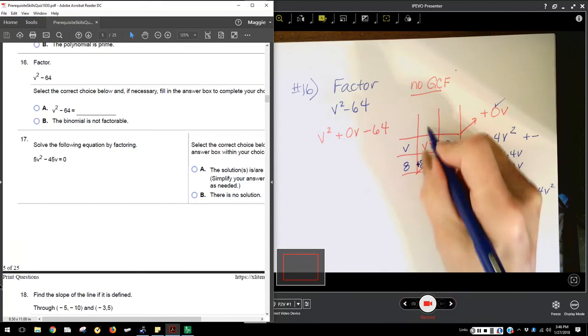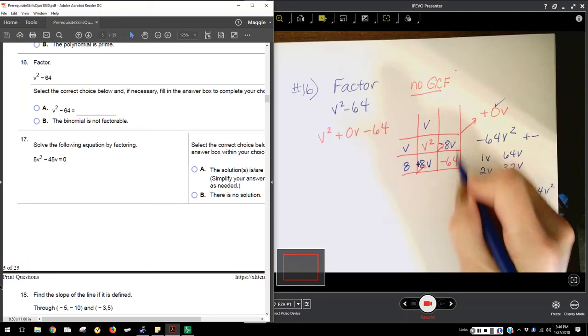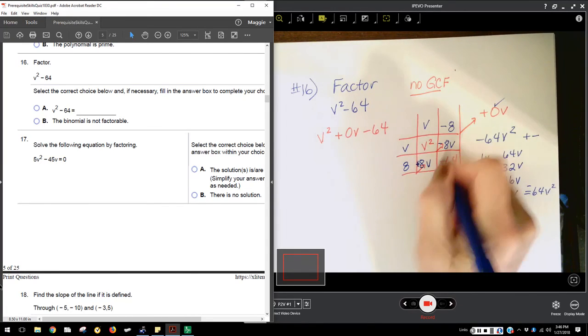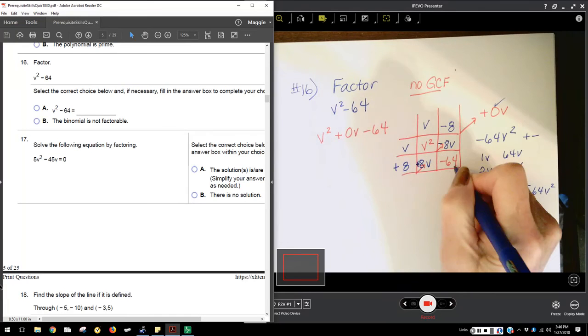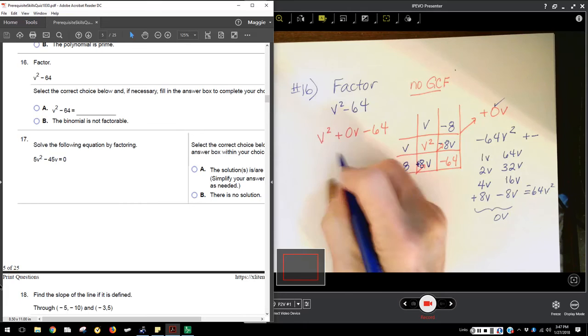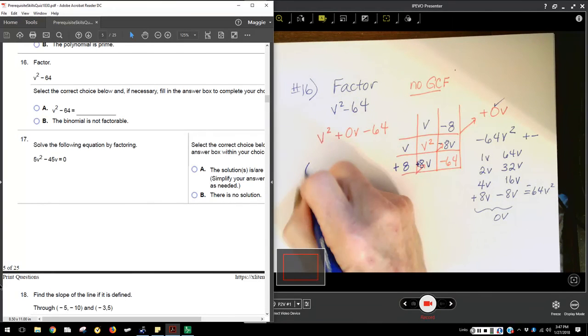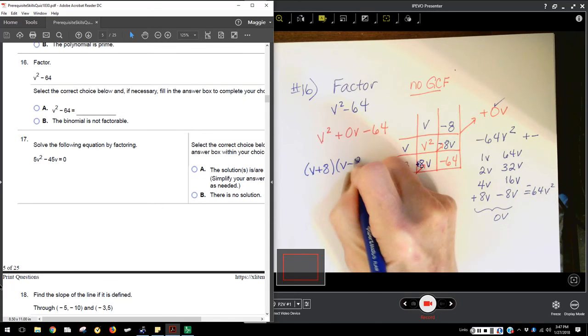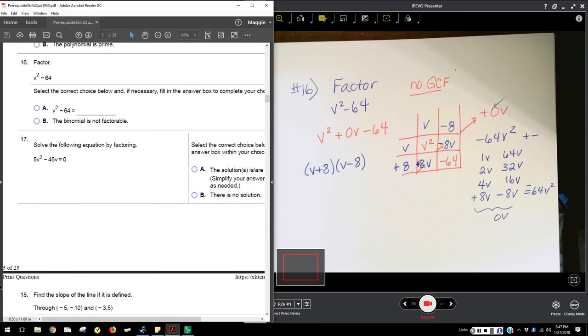The greatest common factor here is going to be v, and the greatest common factor here, since both of these is negative, is going to be the negative 8. And of course you're going to figure out quickly that in order to get negative 64 here, you have negative 8 and positive 8. So when you factor v squared minus 64, you get v plus 8 and v minus 8. Now, those of you that have that little trick memorized because you recognize perfect squares, you're already done with this problem. But this just reinforces what the process is for those people that have trouble with that.